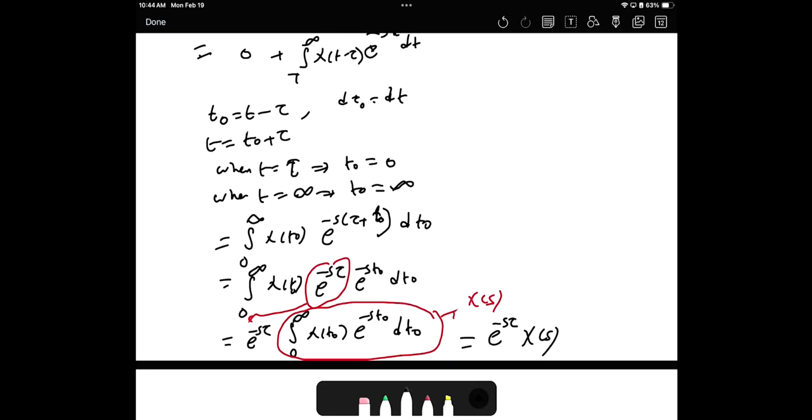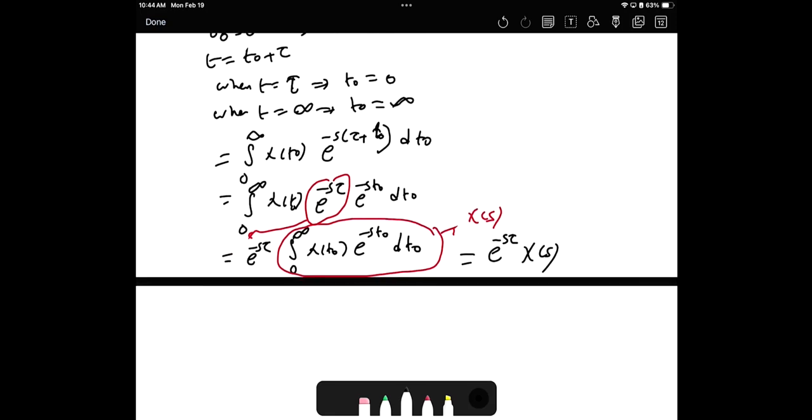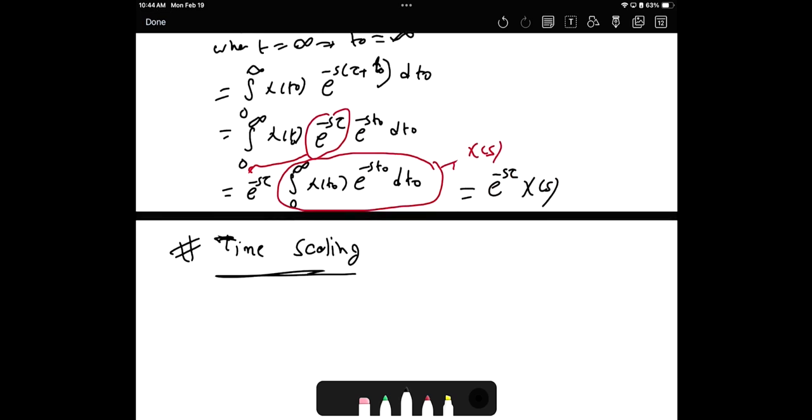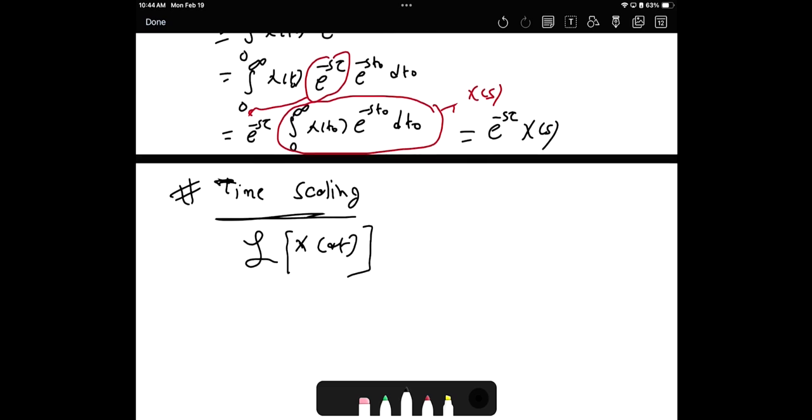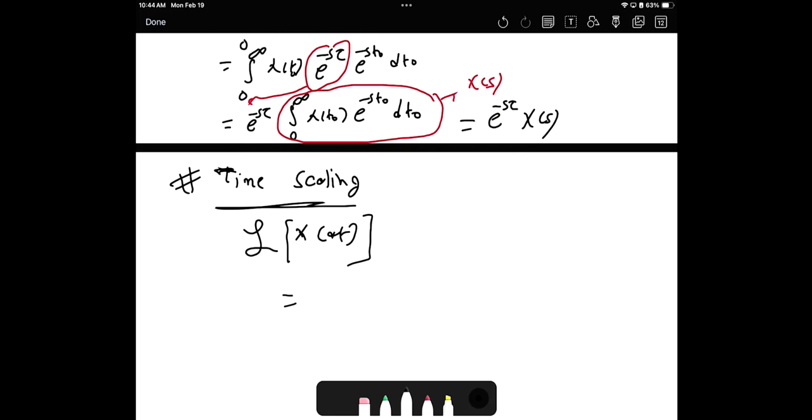Now let's go to another property, which is time scaling. So basically, we need to do the Laplace transformation of x of a t. It's not a function of time now, a is a constant. How to find this? There will be a result about it, but now let's try to derive it.